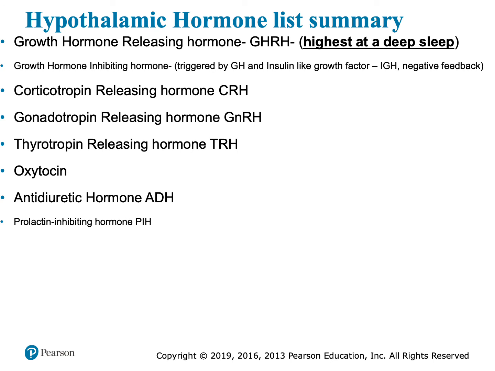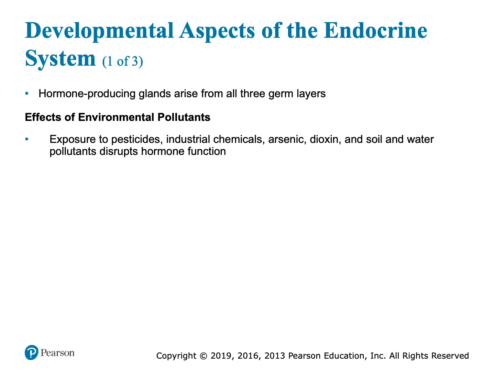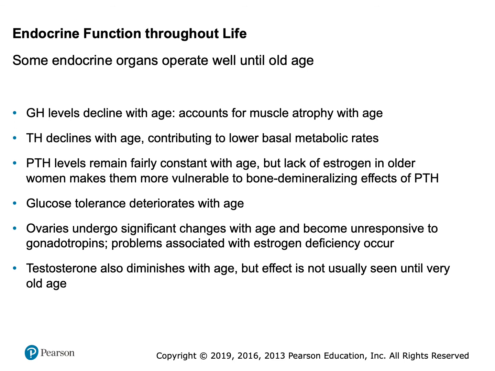So this is a list of the hypothalamic hormones. So please review that. And then this is all small. Was talking about how maybe our endocrine system doesn't develop properly because maybe some sort of environmental pollutant. And then as we get older, things just don't work like they used to. Here's a list of all that sadness.